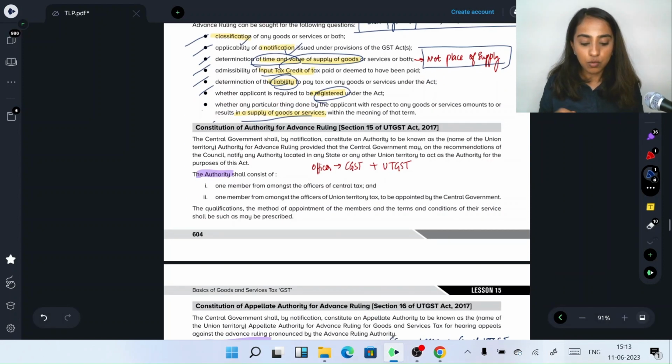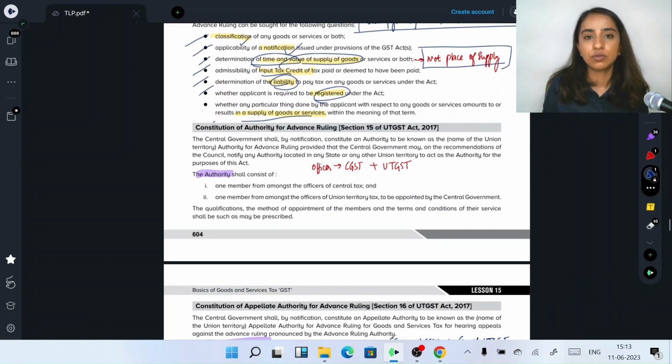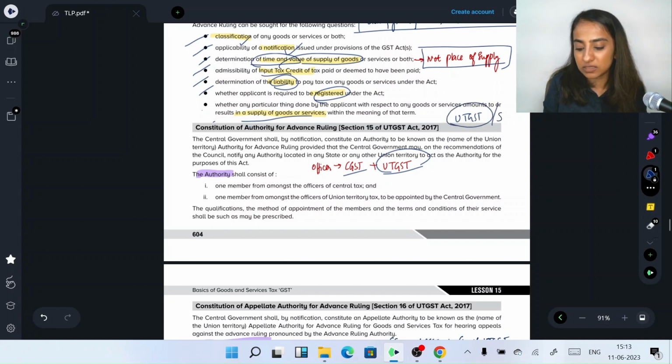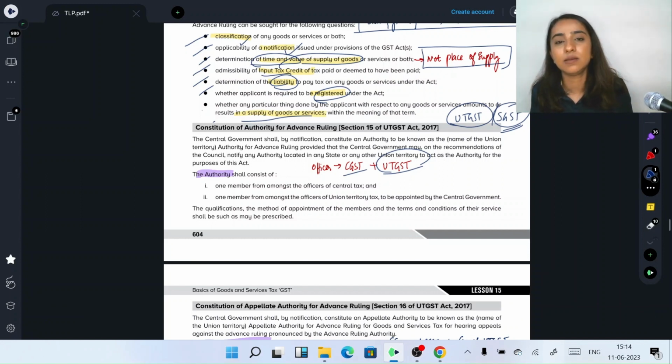Okay, now who is the constitution for the authority for advance ruling? So who will you go and ask? Correct. So they are saying the officer of the CGST, officer of the Centre, and officer of UTGST. Again, like I said earlier, whatever is UTGST means the same for SGST also. In this chapter, they are clearly explaining everything about UTGST, but again, it is applicable mutatis mutandis, in the sense it is equally applicable to the states as well.